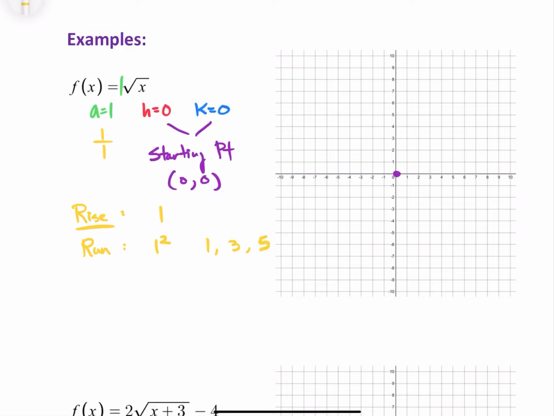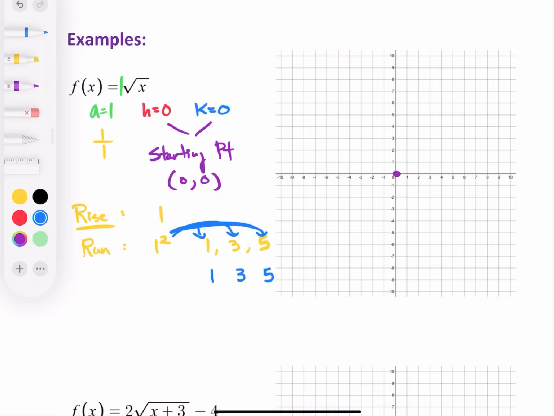Now, if you've never heard of this 1-3-5 trick, I'm going to explain what that means. So in this particular case, 1 squared is just 1. And when I distribute it to the 1, 3, and the 5, well, that's still going to be 1, 3, and 5. So this is how I'm going to find my additional points.